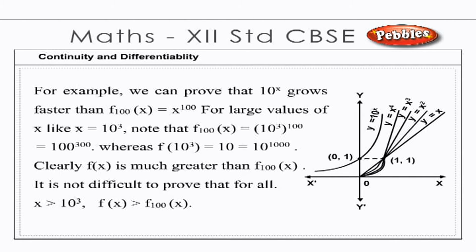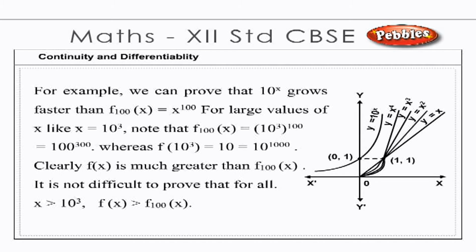For example, we can prove that 10 power x grows faster than f100 of x, which is equal to x power 100. For large values of x, like x is equal to 10 cube, note that f100 of x is equal to 10 cube raised to the power 100, which is equal to 10 power 300, whereas f of 10 cube is equal to 10 to the power 10 cube, which is equal to 10 to the power 1000. Clearly, f of x is much greater than f100 of x.